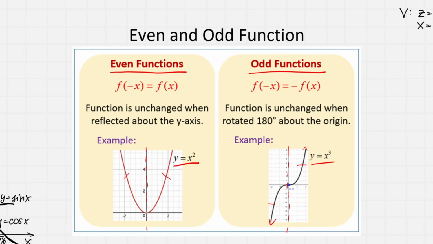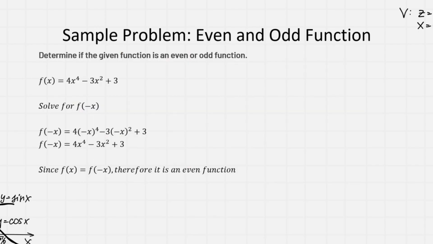Now, how do we know if the given function is even or odd? Let's proceed to the given example. In order for you to determine if your function is even or odd, you just need to replace your f of x. Given that you have f of x, replace your x by negative x.